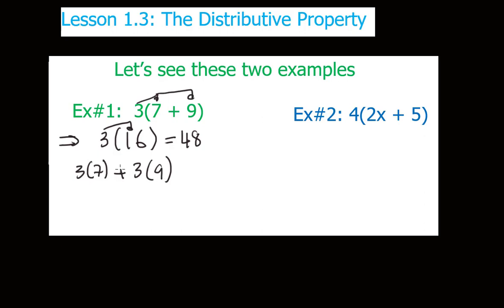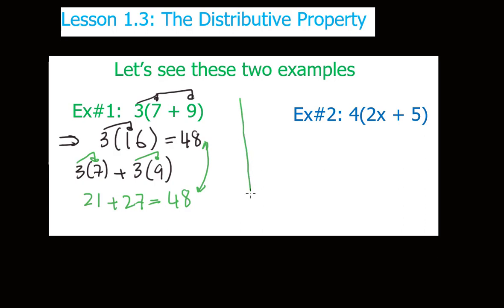Now since we have two different terms, we will multiply separately. So 3 times 7 is 21 plus 3 times 9 is 27. So now the only two terms that we have are numeric, which are like terms, so we can combine. 21 plus 27 is 48. As you can see, the two answers are the same. So we could combine like terms, then multiply by the number outside, or we could multiply separately.